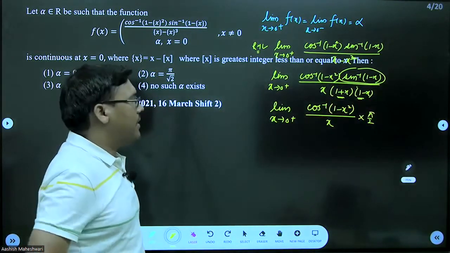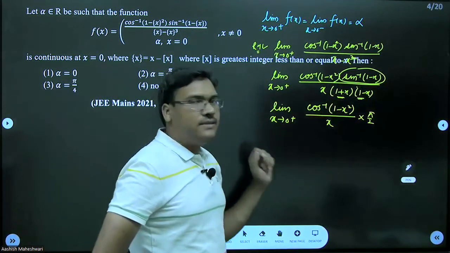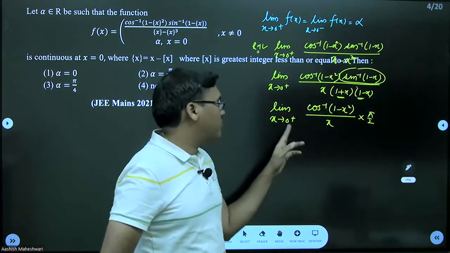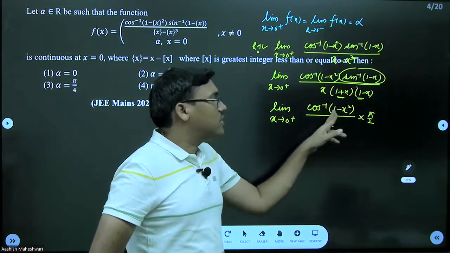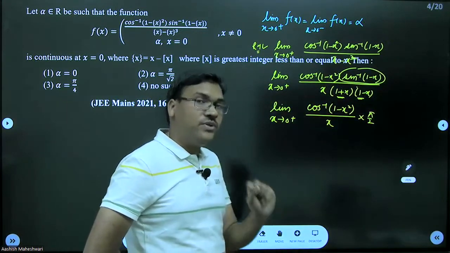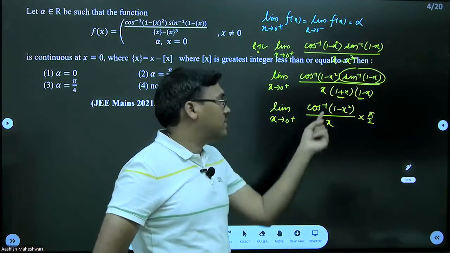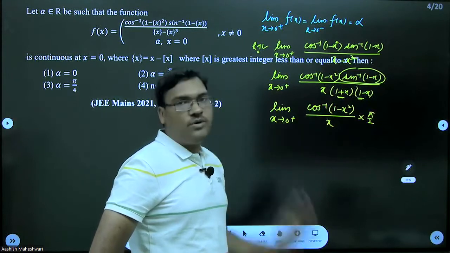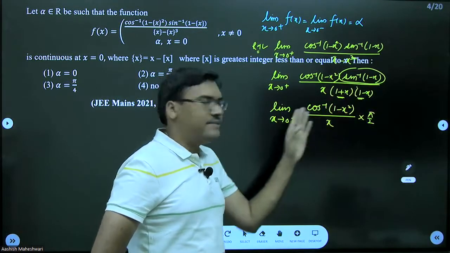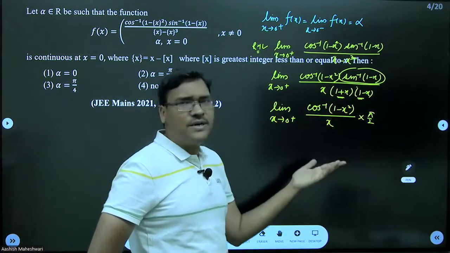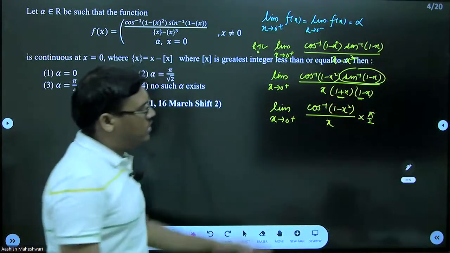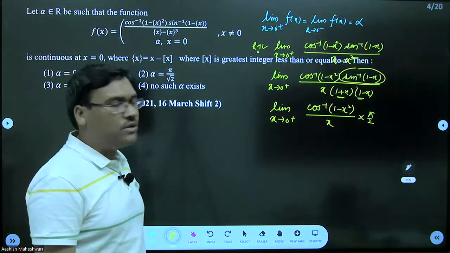Okay. Now as x approaches 0 plus, you can clearly see this is cos inverse. What is the value as x approaches 0? Cos inverse 1. What is cos inverse 1? Cos inverse 1 is 0. So this is a 0 by 0 form. Now how will you find this limit? There are again different ways. One way is you can put x equal to sin theta and solve it that way.